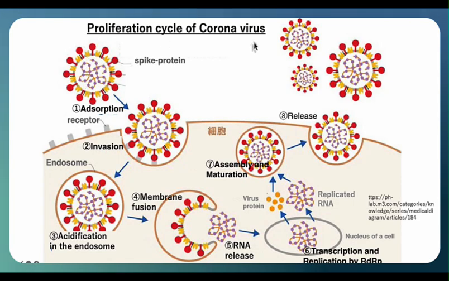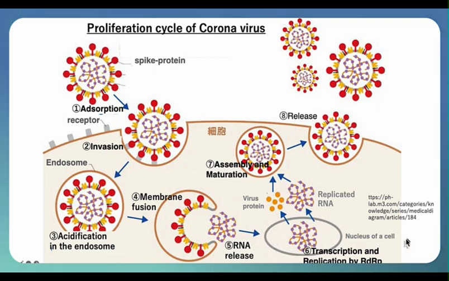Next, I will explain the replication cycle of the coronavirus. After the coronavirus attaches to the alveolar epithelial cells, it is engulfed into the cytoplasm by endocytosis. As the pH inside the endosome becomes acidic, the outer endosomal membrane fuses with the inner envelope membrane, releasing the genomic RNA into the cytoplasm.